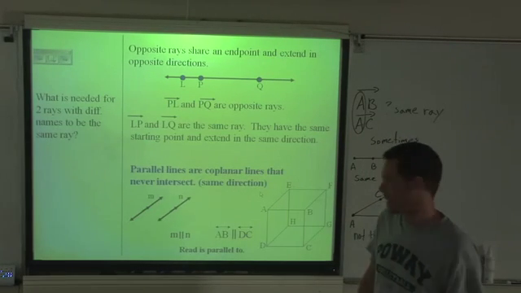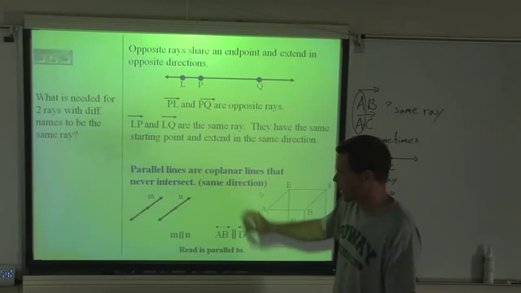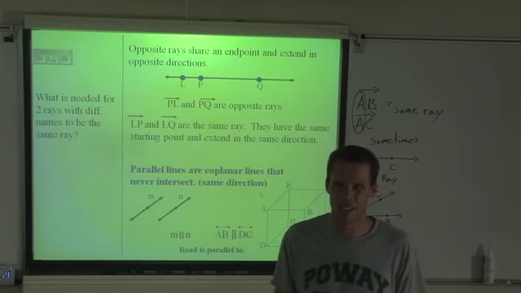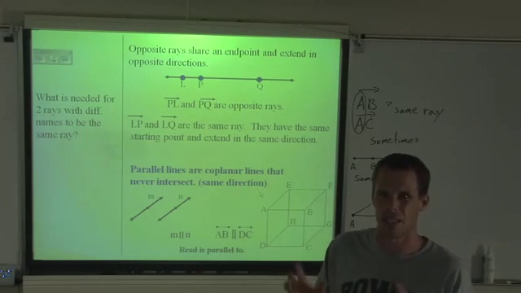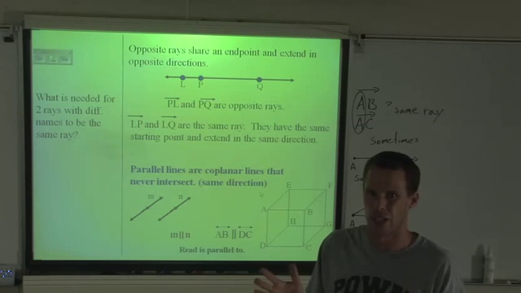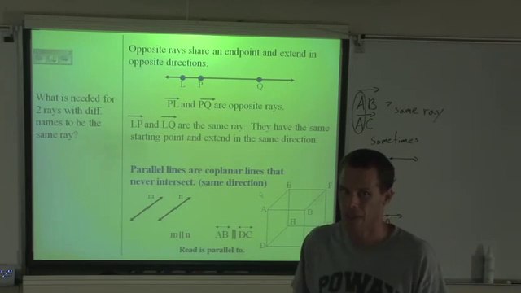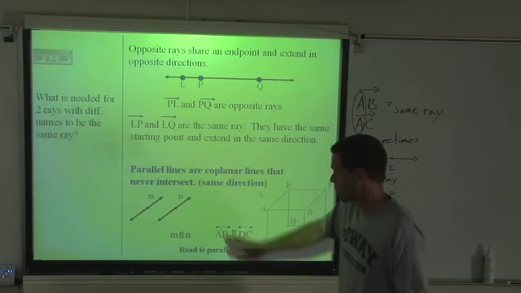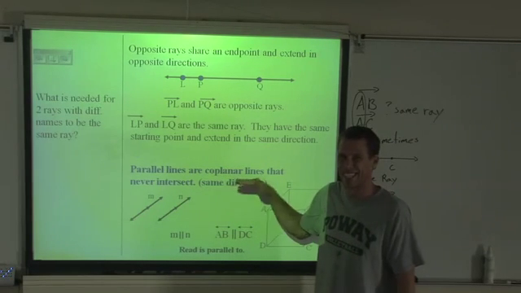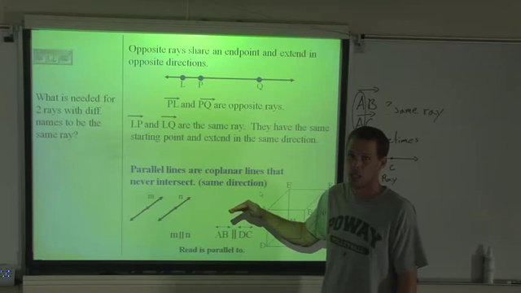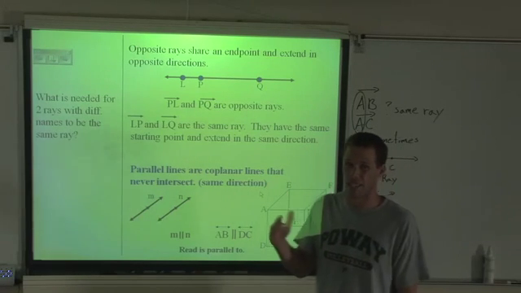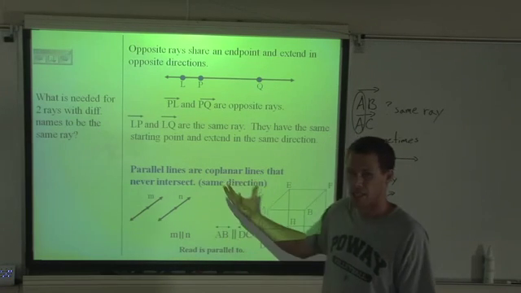Next up, parallel lines. Parallel lines are coplanar lines that never intersect. These are two important things. A lot of people think that parallel lines are just lines that don't intersect. That's not enough. They have to be coplanar. Coplanar establishes then they have to go in the exact same direction. So we're going to experiment with other kinds of lines that don't intersect in just a bit.